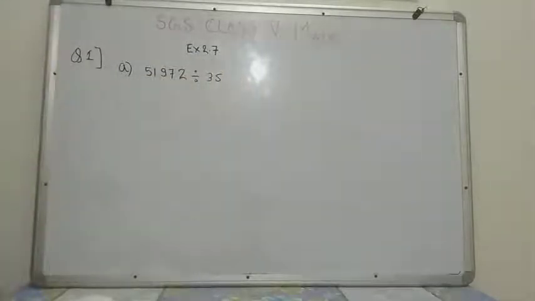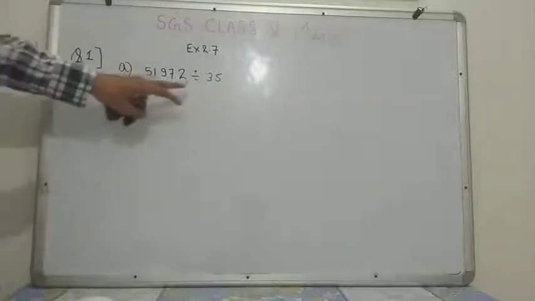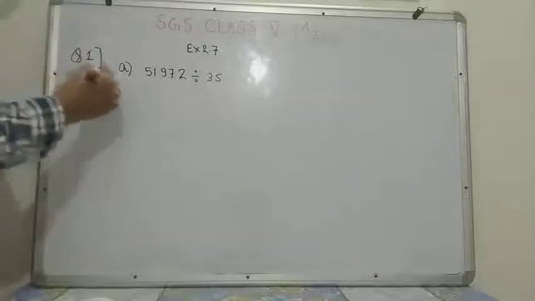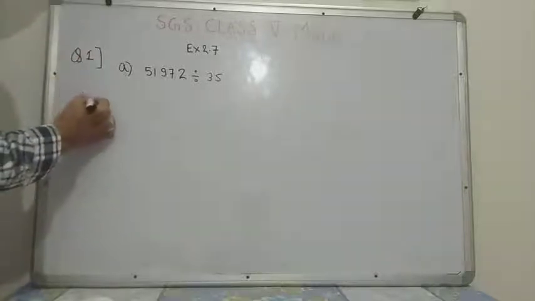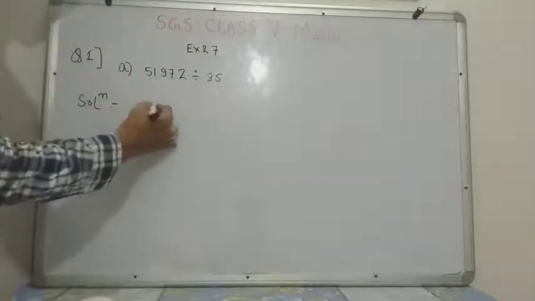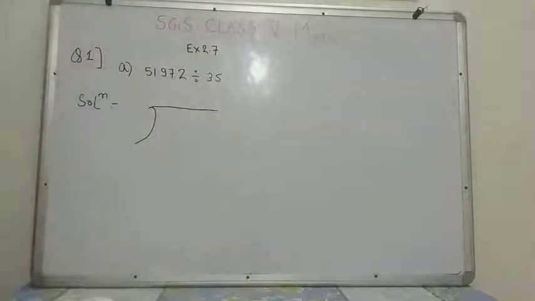In question number 1, you should do two things. First, check whether this number is divisible by 35 or not, and after that we can verify whether our division is correct or not. So first we will write the number in the traditional division method.